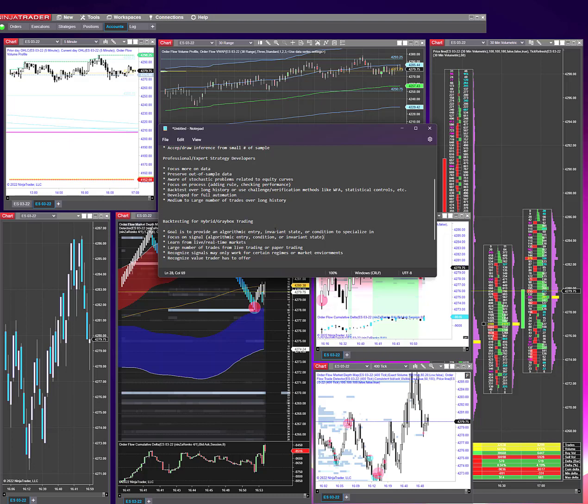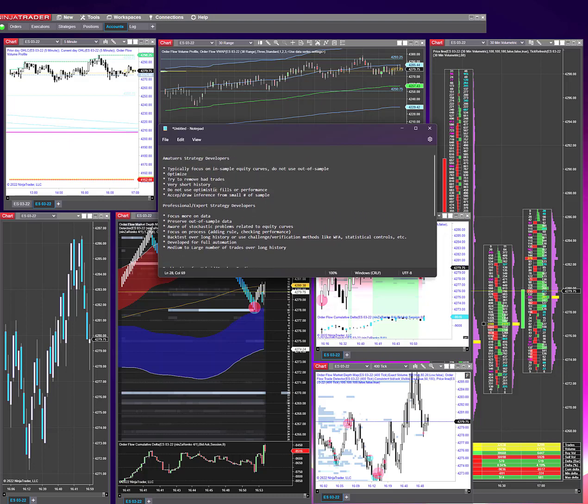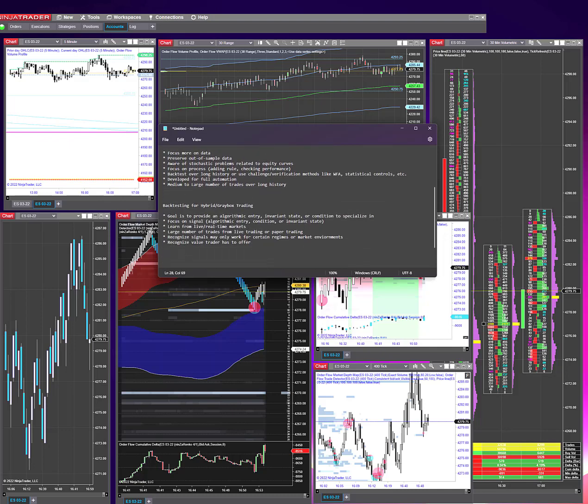So we have to do something different. And what we do is we focus on the signal. Okay, for hybrid trading, for Graybox trading, we focus on signals and looking at the signal quality for certain market regimes. And the reason I go back to it is because in some ways it looks like you're going back to amateur strategy development, but there's a difference in quality here. We're focused on signals in the current market or more recent history. Such a trader is learning from live, real-time markets.